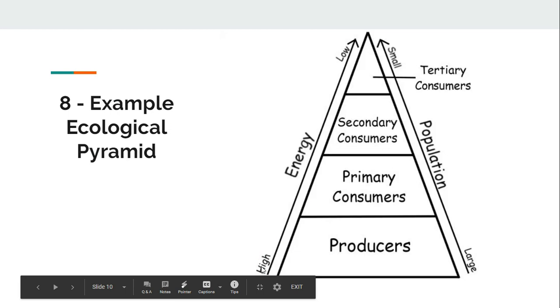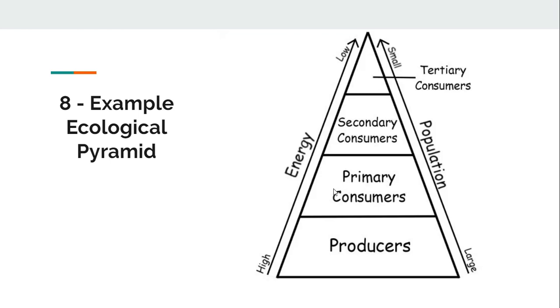So if we look at this example here, at the bottom we have our producers, right? And the producers get eaten by the primary consumers. So the primary consumers are right on top of that. They would then get eaten by the secondary consumers. So our next level is the secondary consumers. Those secondary consumers get eaten by tertiary consumers. So those are at the top. In this case, our tertiary consumers could also be called top consumers.